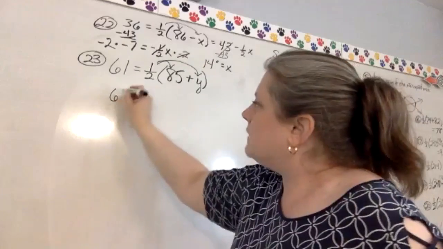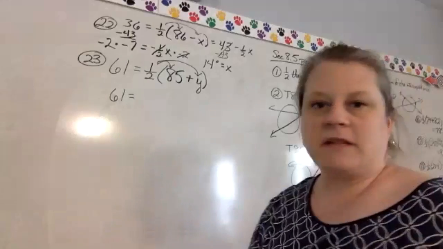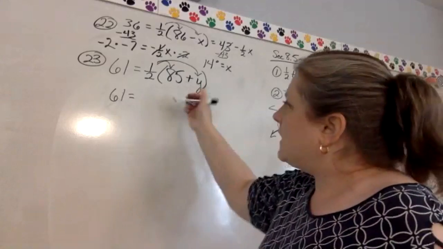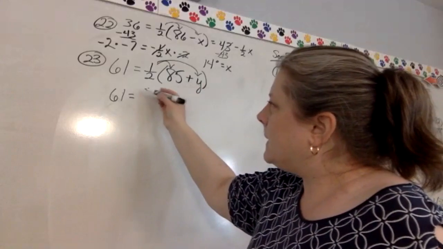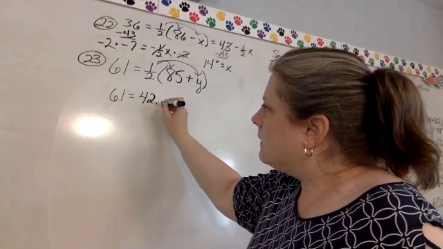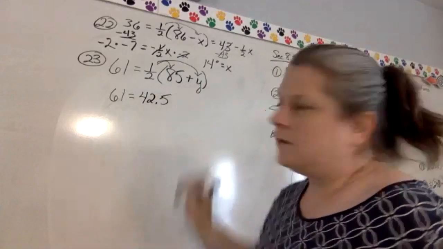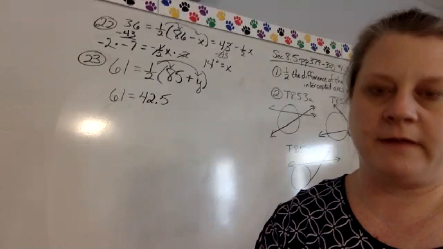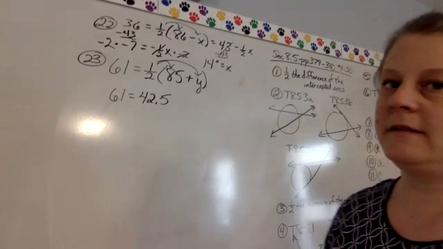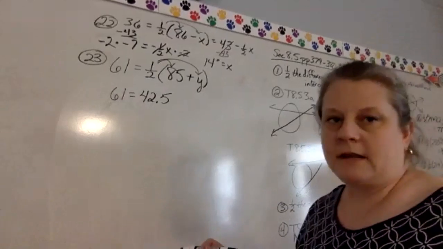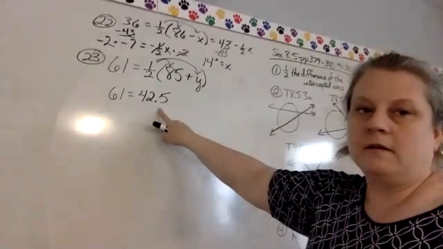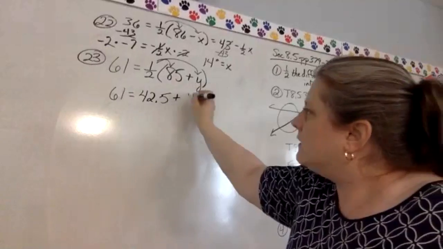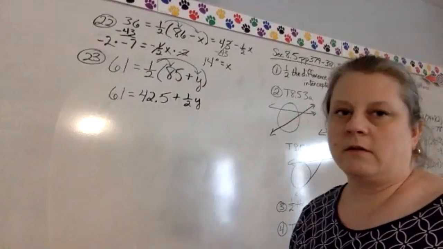So I have 61 equals half of 85. That's not going to divide evenly. You can have a decimal. Half of 85 is going to be, y'all agree with that? Or are you just going to take my word for it, because you don't want to divide it? Did I do it right? Yep. Okay. And then half of y is 1/2 y.